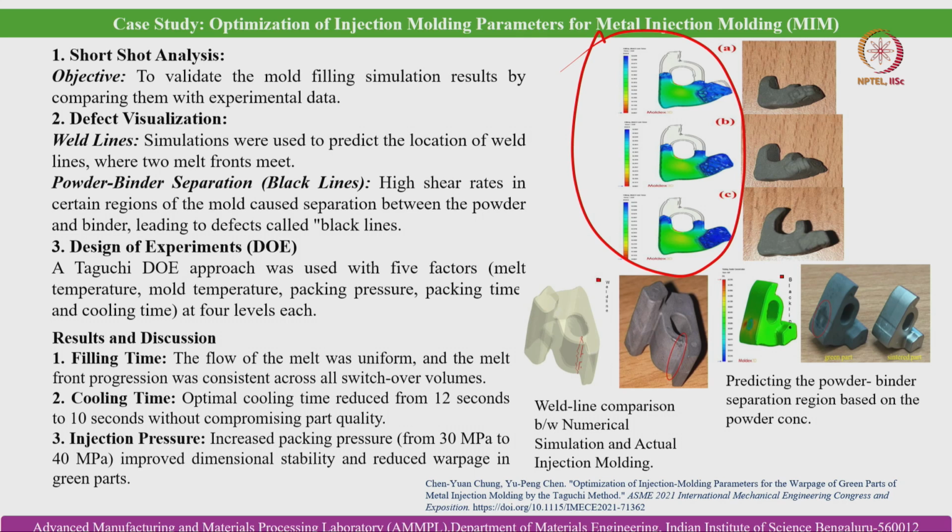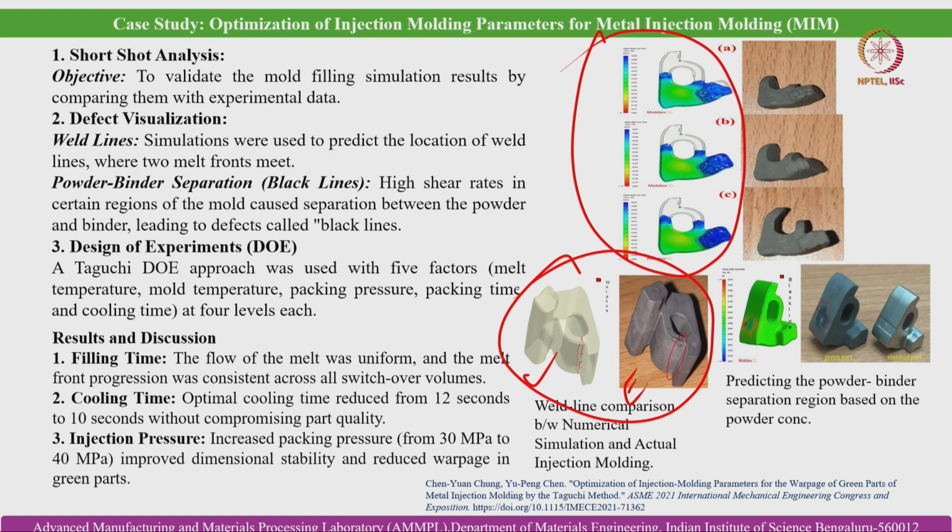Okay. So, defect visualization. Number one is the weld line. A weld line is basically used to predict the location where two melt fronts meet, and then powder binder segregation is shown as a black line, where high shear rates in certain regions of the mold cause separation between the powder and the binder, leading to defects like the black line. So, these are the examples you see: this is the simulated and this is the experimental validation of the black line.